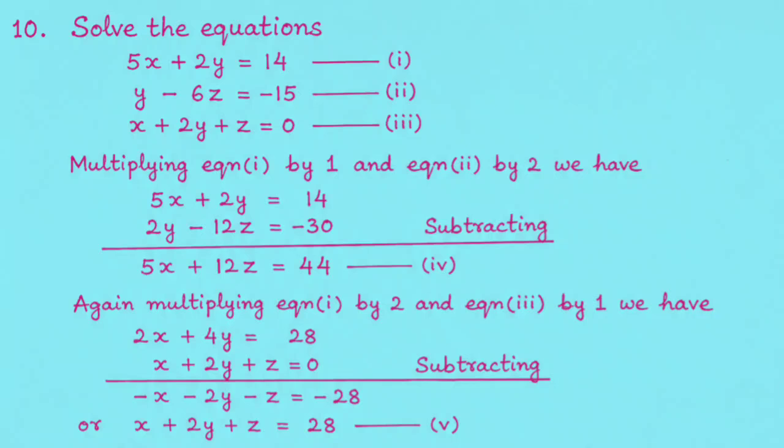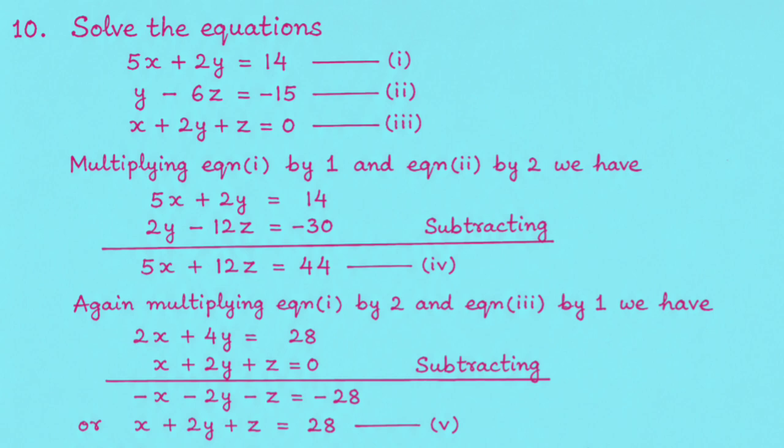10. Solve the equations. 5x plus 2y is equal to 14, equation 1. y minus 6z is equal to minus 15, equation 2. x plus 2y plus z is equal to 0, equation 3.